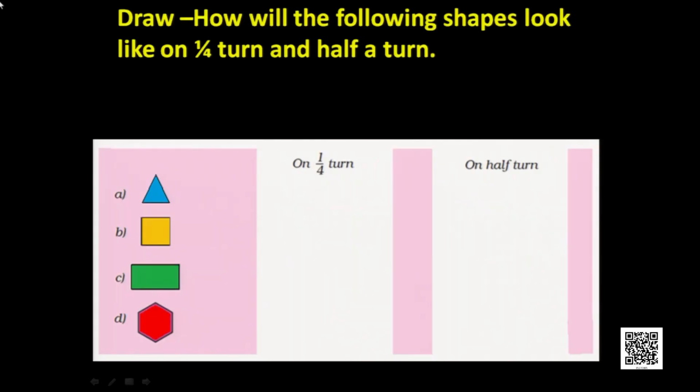Now, draw. How will the shapes look like on 1/4 turn and half a turn? Suppose, first is a triangle.